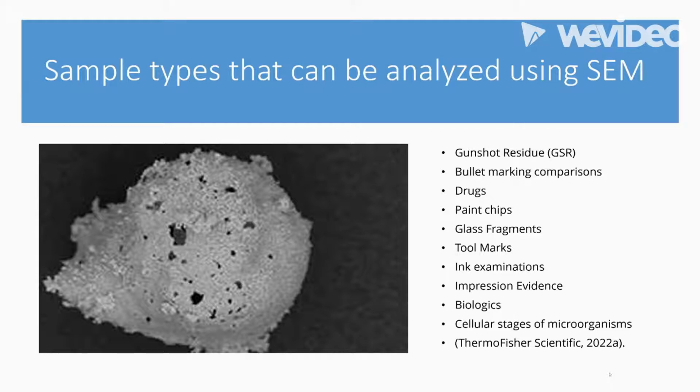And in the case of the study that I chose today, it is used to evaluate the cellular stages of microorganisms, which could also be applied in forensic entomology, measuring the development of different insects. And all of this information was found from the Thermo Fisher Scientific SEM microscope page, and this image is an image of gunshot residue taken on their microscope.